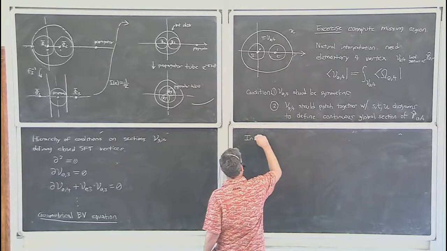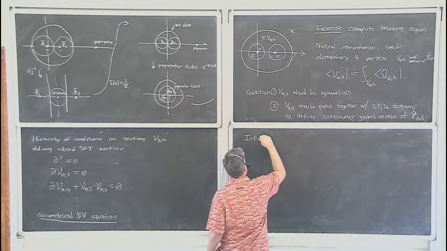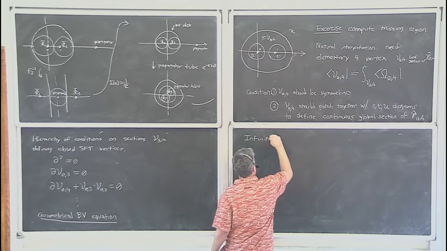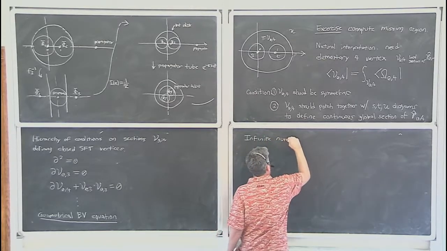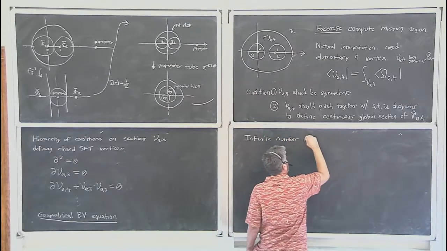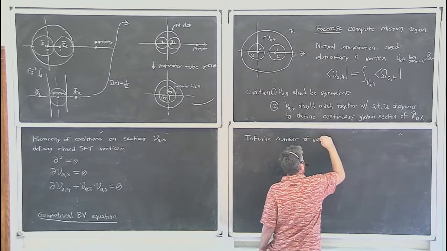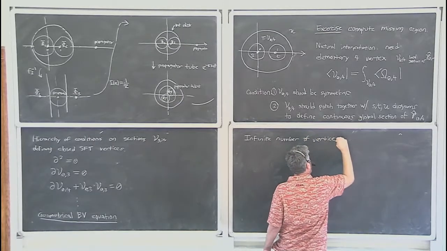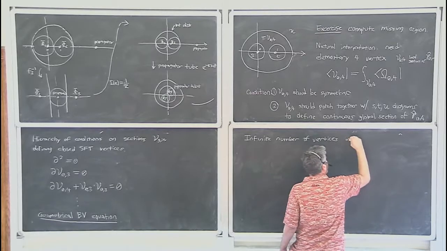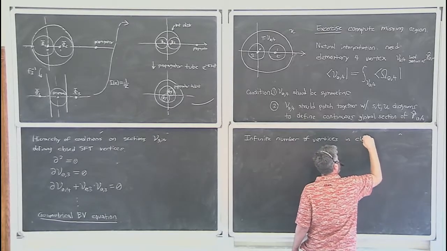Okay, so in this way, it's not clear, but the expectation is that you will need an infinite number of vertices in the closed string field theory action.